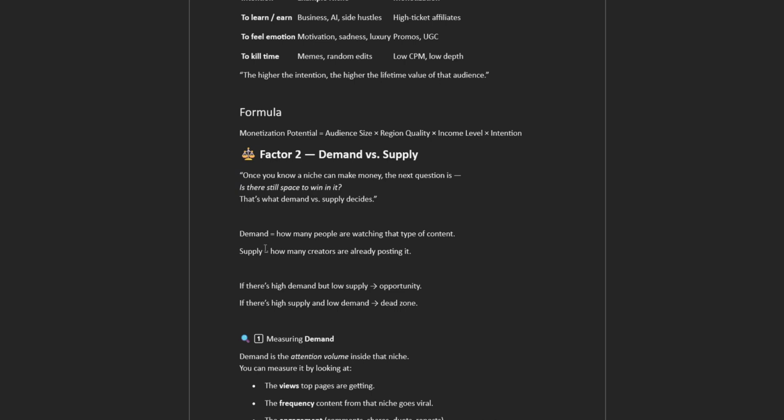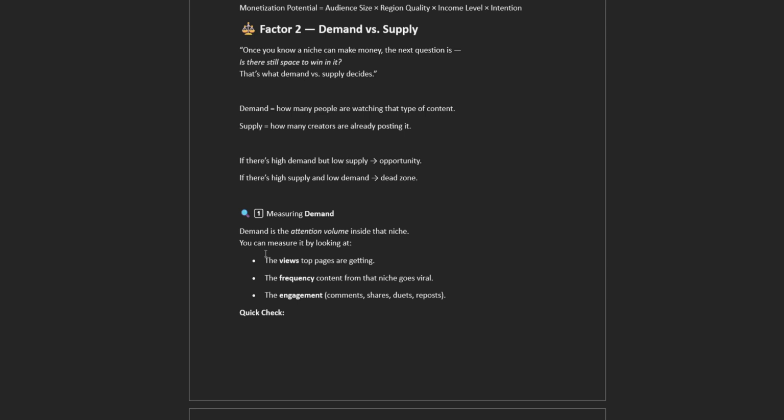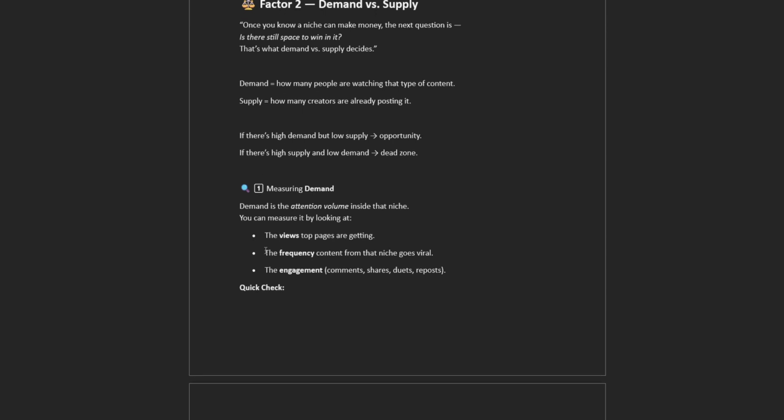Demand is how many people are interested in watching your content, and supply is how many people are really posting it. If the demand is high but the supply is low, it means there is opportunity. And if it's the opposite of this, it means the zone is basically dead. It's a dead zone. Now, how do you measure demand?